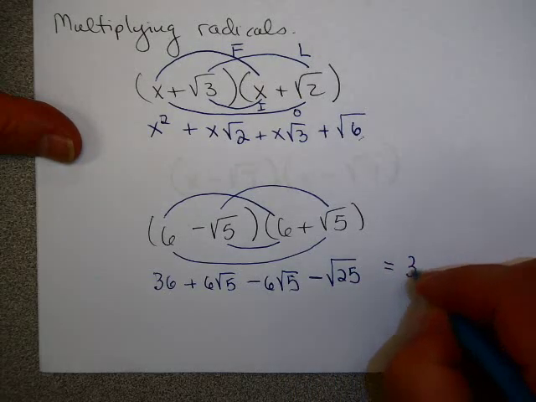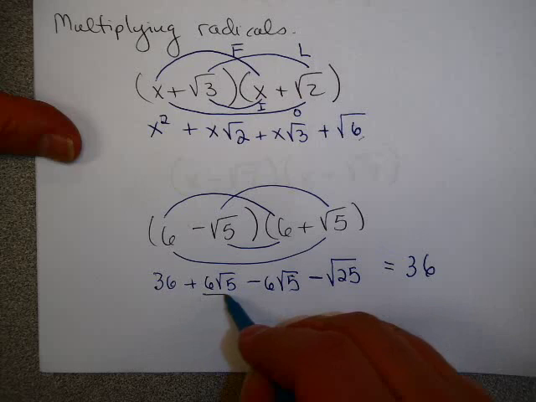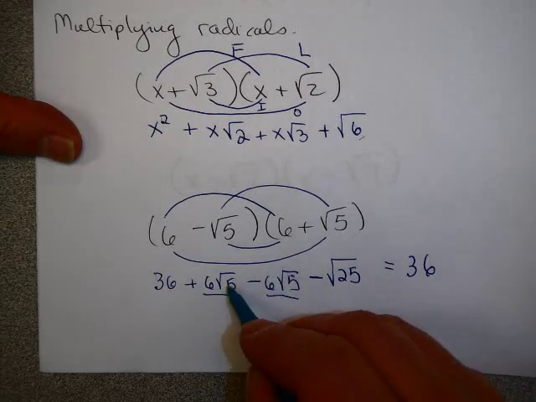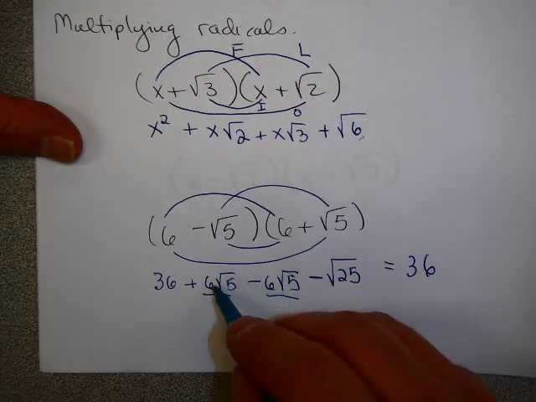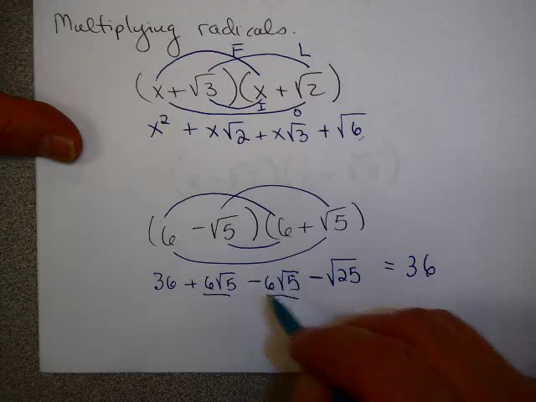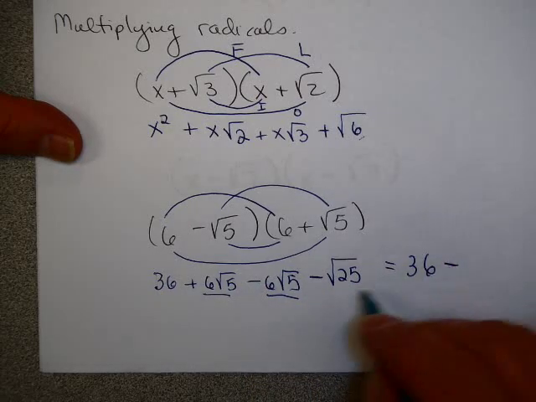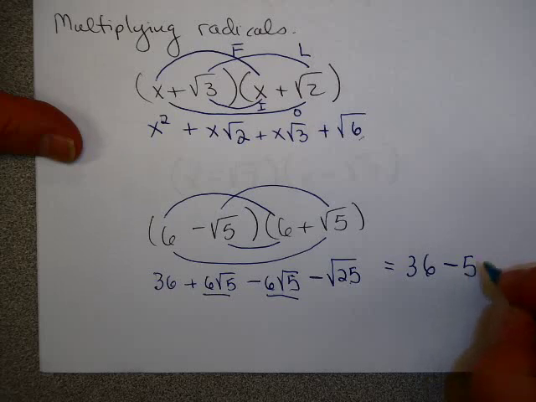Now, I got my 36, but what happens to these two terms here? They are like radicals, and you notice you get 6 minus 6. That leaves you with 0. Square root of 25 is 5.